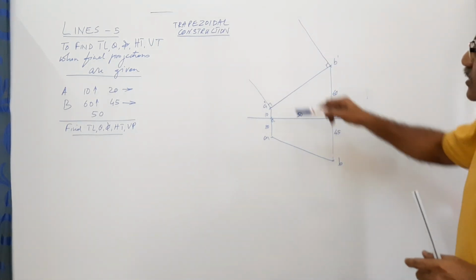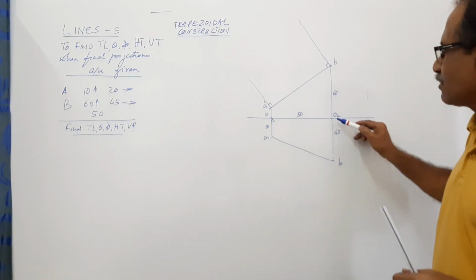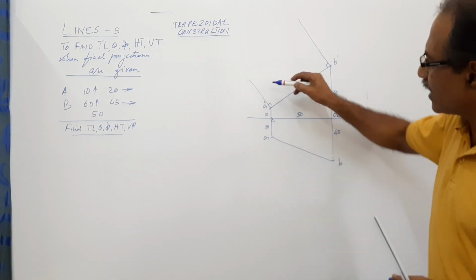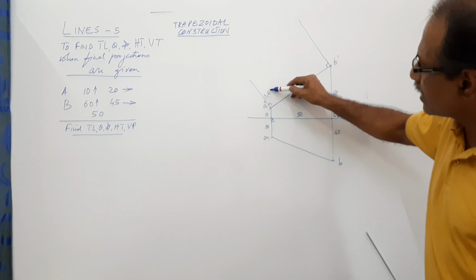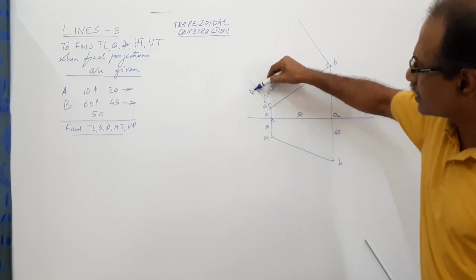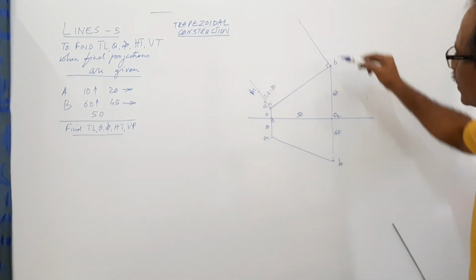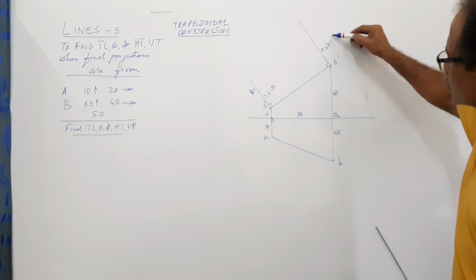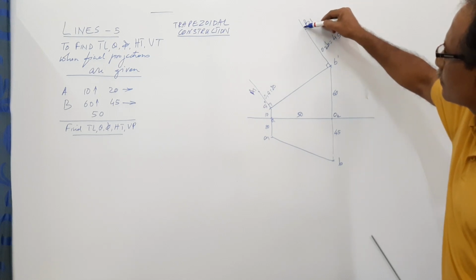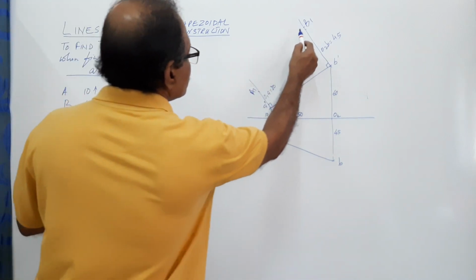Agreed? Okay. On this perpendicular, I mark this distance O1A. I have additionally marked O1 and O2 newly in this case. O1A equals 20. What do I get? I get a point called capital A1. On this, I measure O2B. O2B equals 45. What I get is capital B1. Agreed? Connect A1, B1.